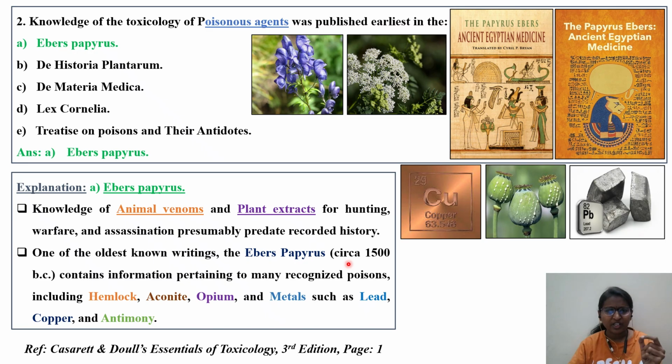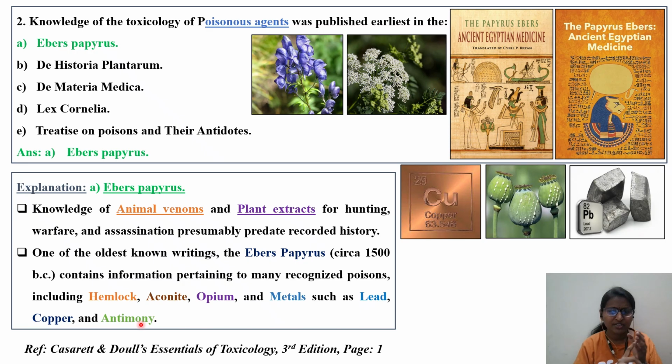And circa means about. When we don't know the exact time in the historical record, we use about or approximate. It contains information pertaining to many recognized poisons. What are those? Hemlock, you have to remember. Roman Empire, Julius Caesar. He was given this hemlock poison, aconite, opium, which is one of the sources for morphine, I guess, which is used for recreational purposes. Then metals: lead, copper, antimony.